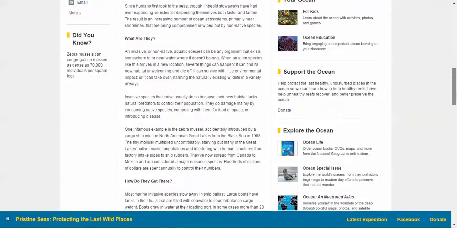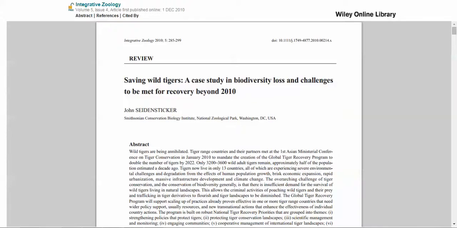Okay, next. This is a case study that has to do with tigers. In this case study, the challenges that tigers face, such as loss of habitat, are discussed here. There has also been a huge decrease in tiger populations recently, and a few options for recovering these populations are discussed. And students are able to read about the needs of these animals so that they understand how the scientists are going to go about meeting these needs. And this comes from the Integrative Zoology Journal.